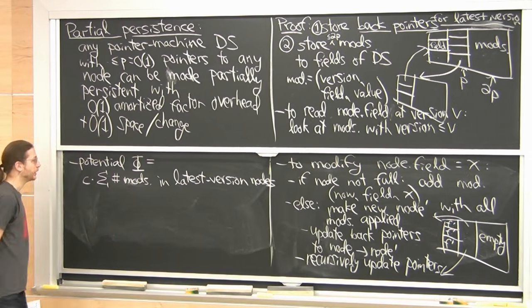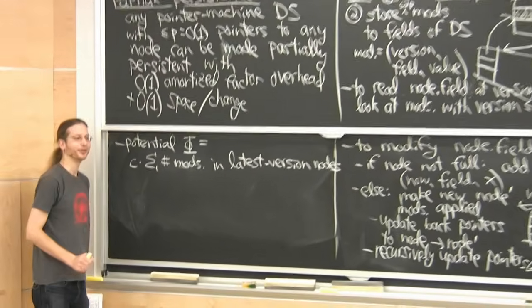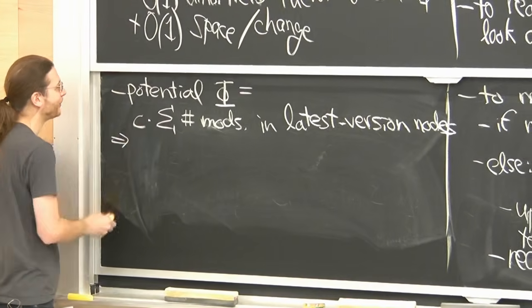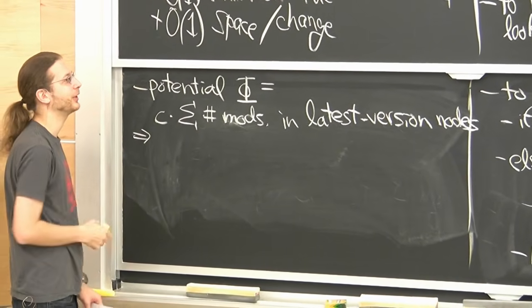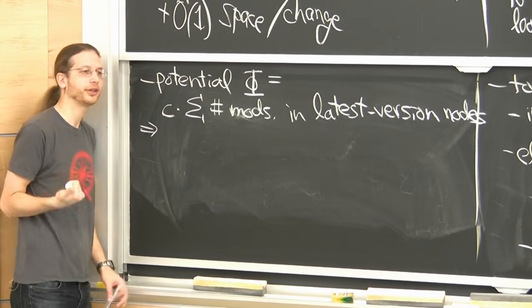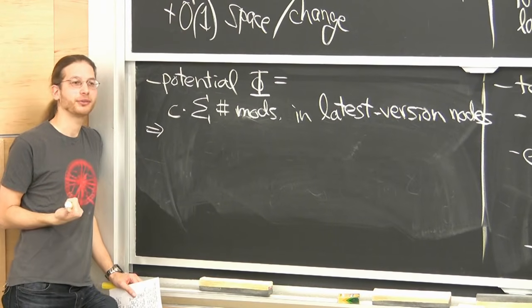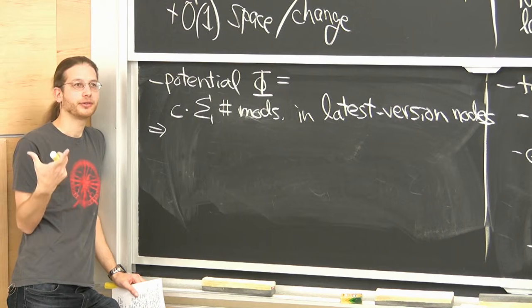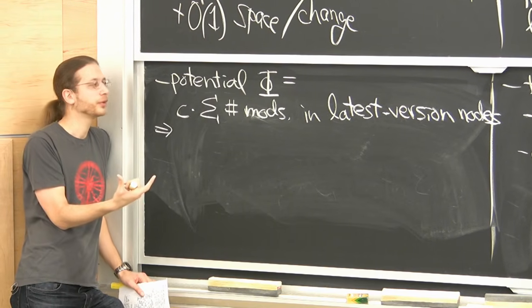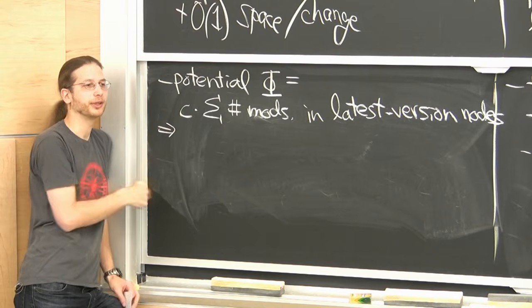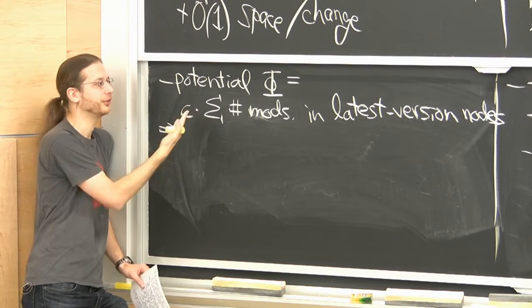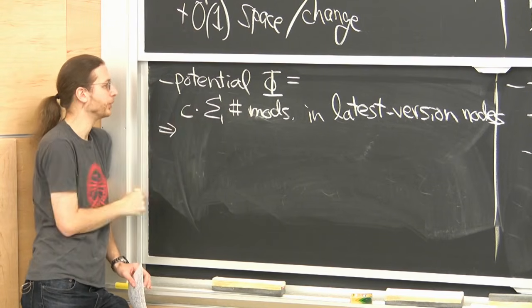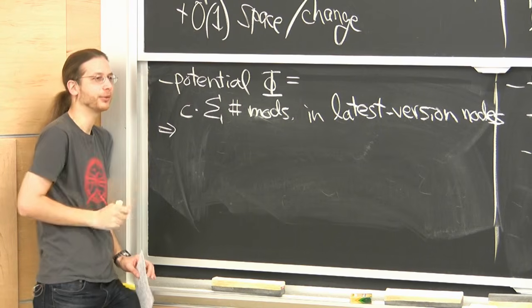C will be a constant to be determined. Potential, I mean, it could be 1. It depends how you want to define it. I'm going to use the CLRS notion of amortized cost, which is actual cost plus change in potential. And then I need a constant here because I'm measuring a running time versus some combinatorial quantity. So this will be to match some running time that we'll get to.